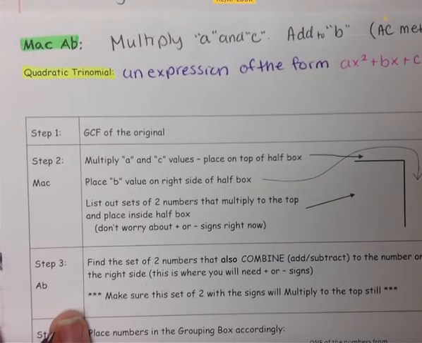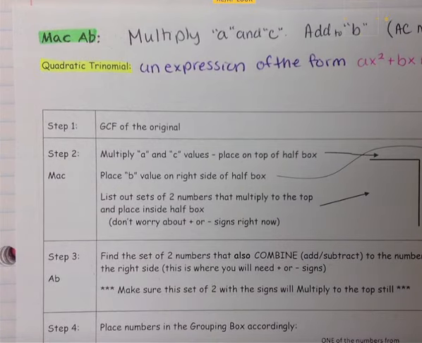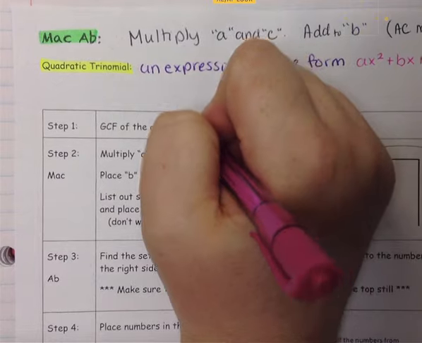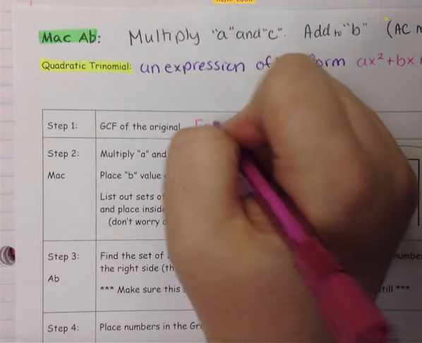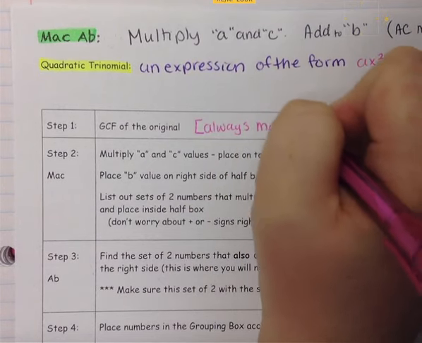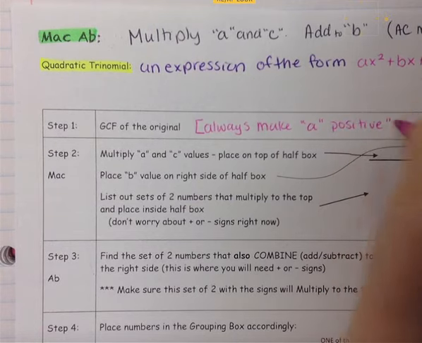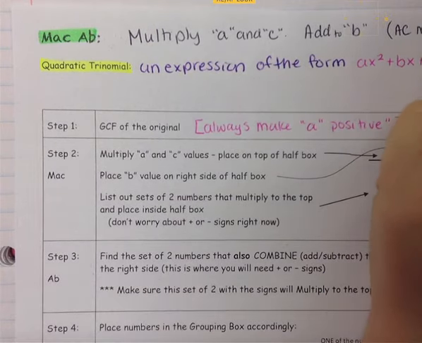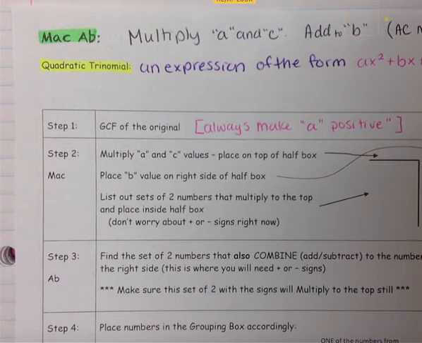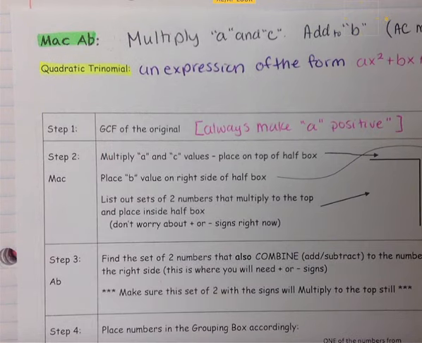So when we're factoring using the MacAb method, the first step is to always find the GCF of the original. This is always true. If it's not already, make the a value positive. So if your ax squared is negative, your GCF will have to include a negative, and you'll divide that out from the original. Again, always find your GCF, no matter what. No matter how you factor, you always find your GCF.